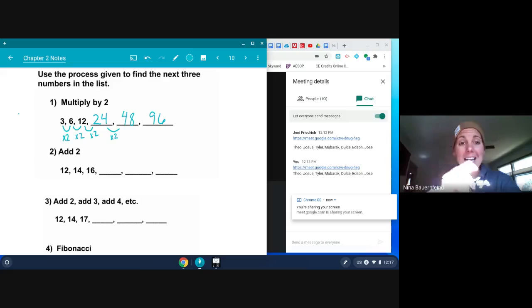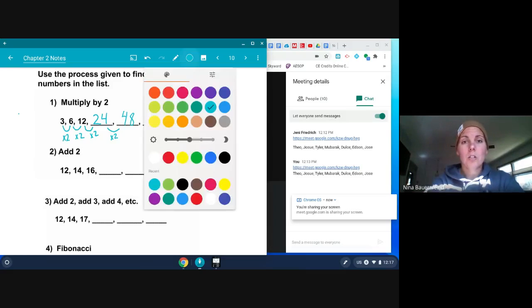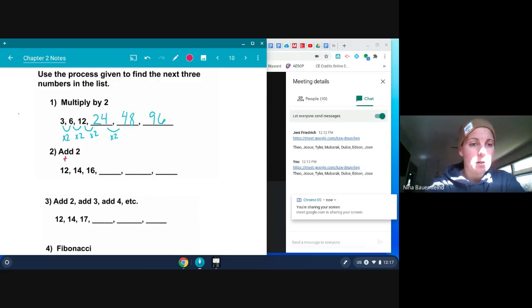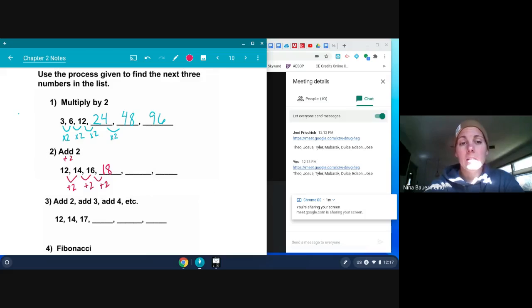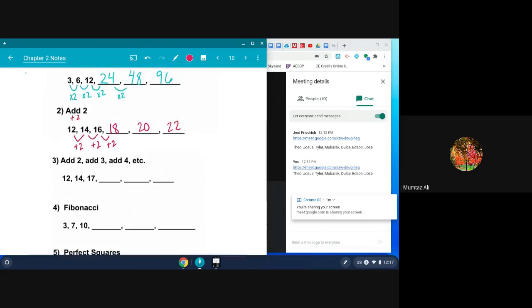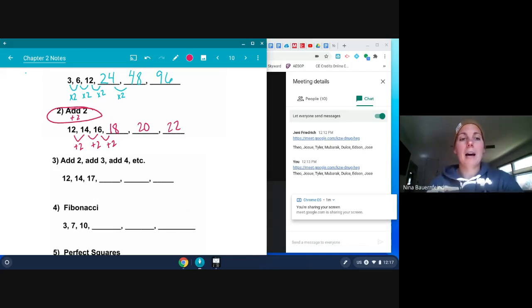The next one says add 2. So with this one, we're going to do plus 2 every time. 12 plus 2 is 14. 14 plus 2 is 16. 16 plus 2, where are we? 18. And then? 20. And then? 22. Killing it. All right. So wait, are you just adding 2? Yep, just adding 2. That's what the pattern says.